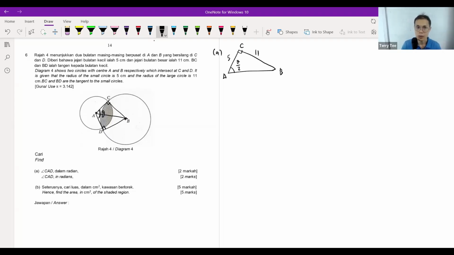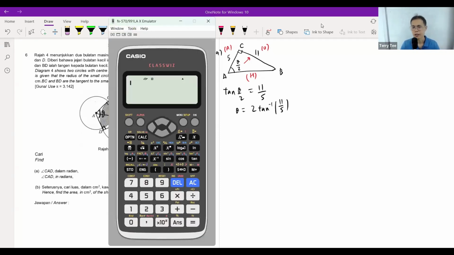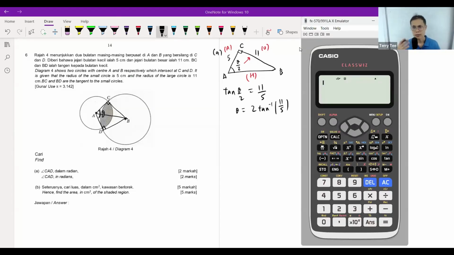So we're going to use SOHCAHTOA, tangent, right? This is your opposite. This is your adjacent. This is your hypotenuse. We know our opposite and adjacent. So I use tan theta over 2 equals 11 over 5. Now you can tan inverse 11 over 5. Whatever you get, you multiply by 2. Now you can use your calculator in radian mode directly so that whatever you get is in radian.